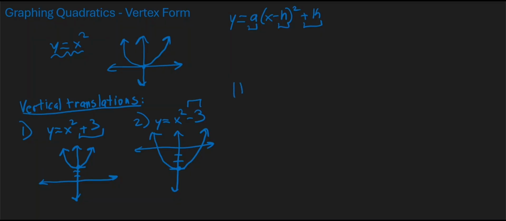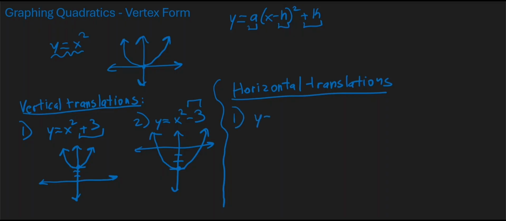Now for the horizontal translations, so for the vertical translations, the entire function of x squared gets affected, and hence why we have a vertical translation. For the horizontal translations, only the x gets affected. So for number 1, say we're given to graph y is equal to the quantity of (x minus 3) squared. All right, so in this case, only the x's are getting affected. And you might think that the graph would be moving leftwards by 3 units because it's a minus 3. But in reality, the graph is moving right by 3 units.